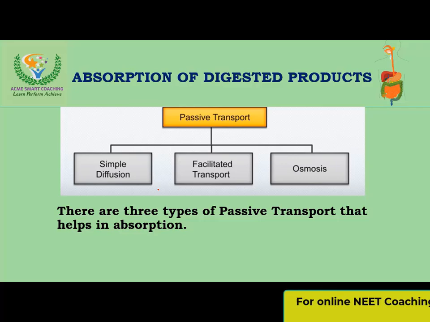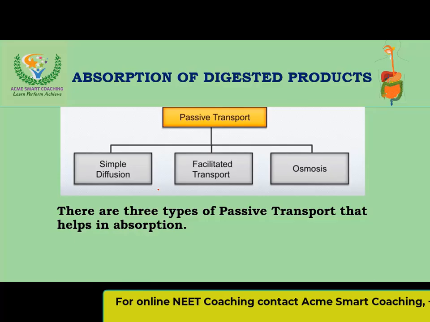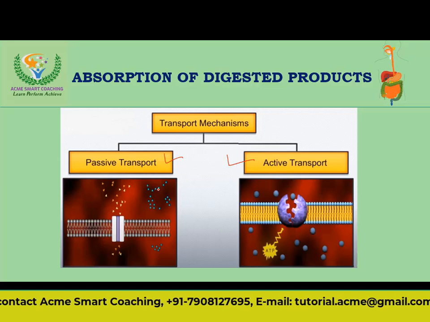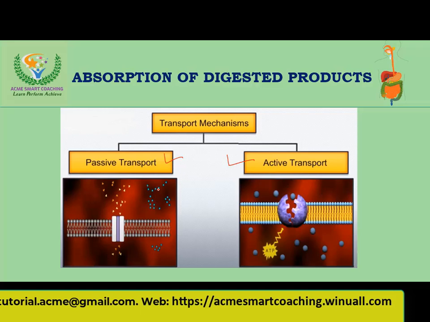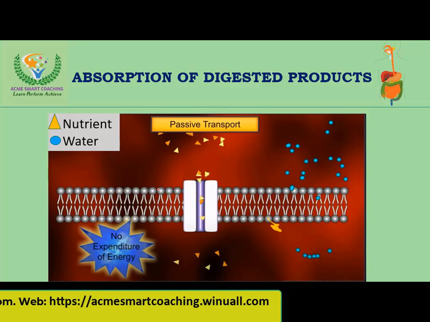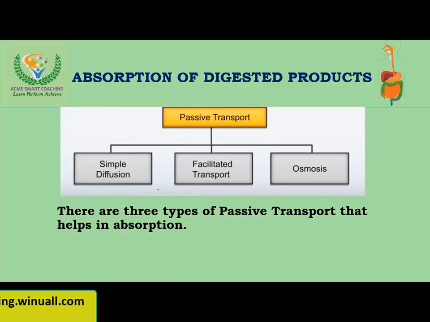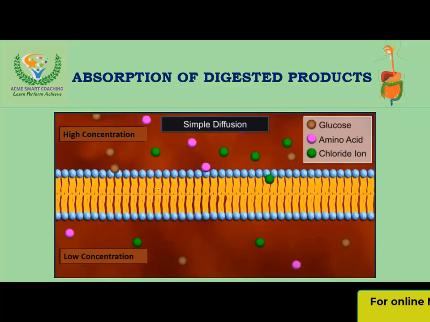In case of active transport, it is against the concentration gradient and it requires expenditure of energy. Now when we see the types of passive transport, they are simple diffusion, facilitated transport, and osmosis, and these three processes of passive transport help in the absorption of different digested substances.